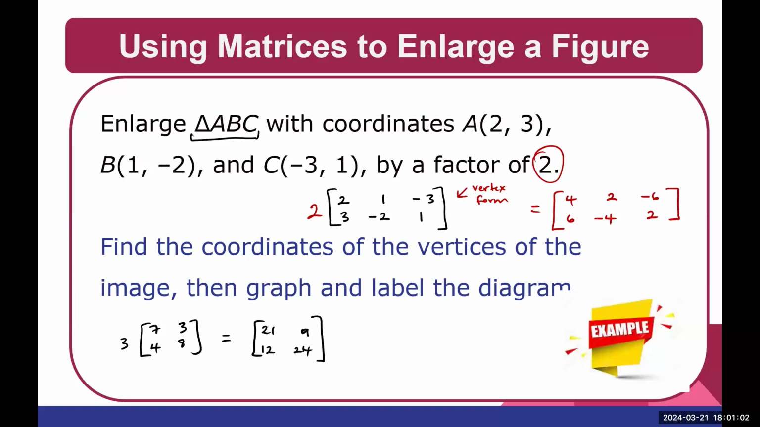So my question to you now is, what if we got this to graph? This is the object they gave us, and we plot this on our graph. We did all of this, using a scale factor of 2 to find the vertex form for the image. So this is the image.